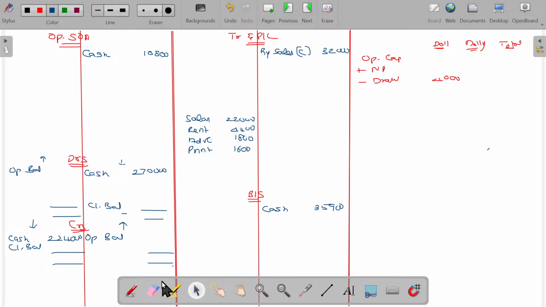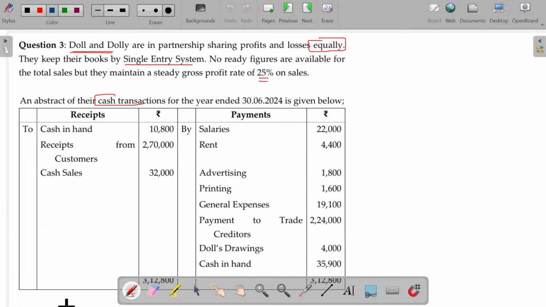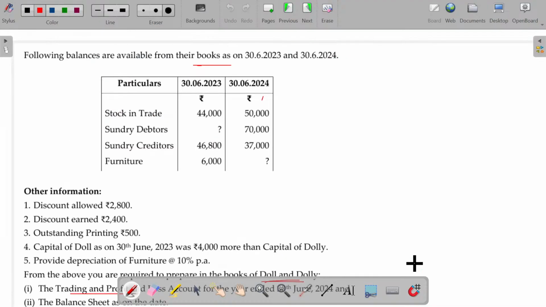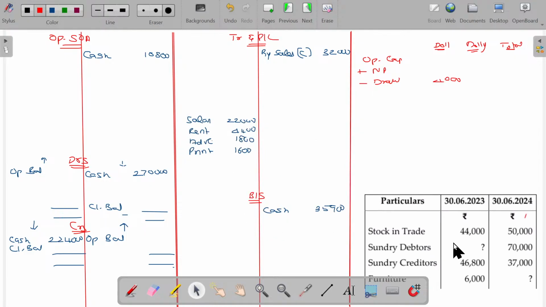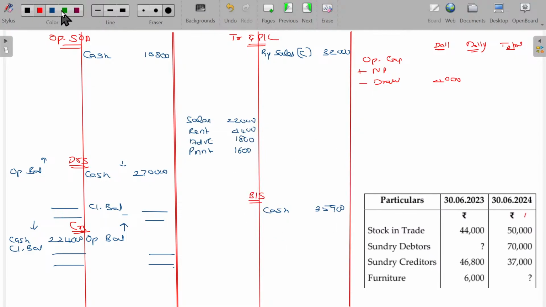Clear? Any doubts here? So with that, we have completed posting the receipts and payment items. I never bother about this anymore. Now the balances of assets and liabilities at the year beginning and year end. Stock in trade: opening being 44,000, closing being 50,000.